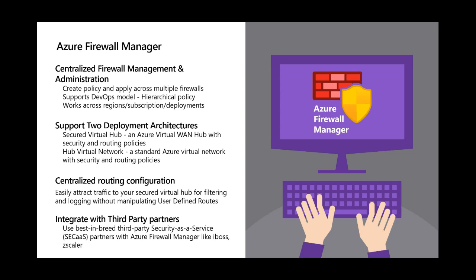Azure Firewall Manager supports two deployment architectures. One is Secure Virtual Hub, and the other is Hub Virtual Network. Secure Virtual Hub is the deployment model when you're using Azure Virtual WAN Hub. So if you're planning to use Azure Virtual WAN to automate your routing and everything, then you can use Azure Firewall in a Secure Virtual Hub, where you can manage your security and routing policies.